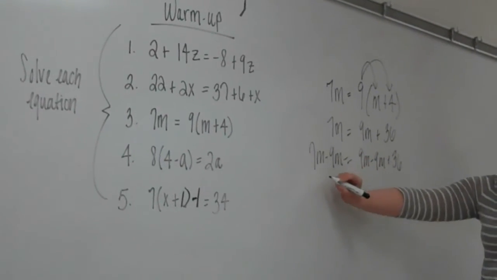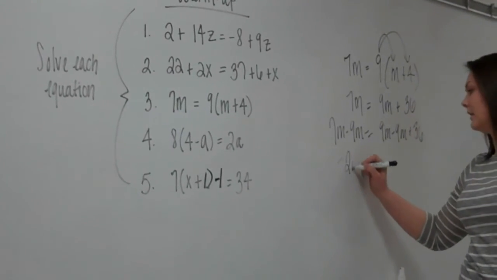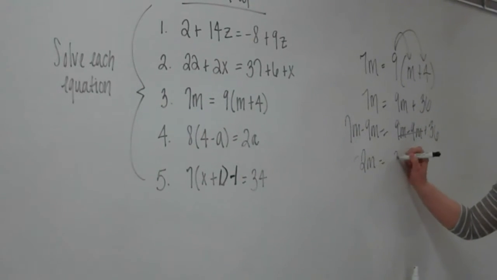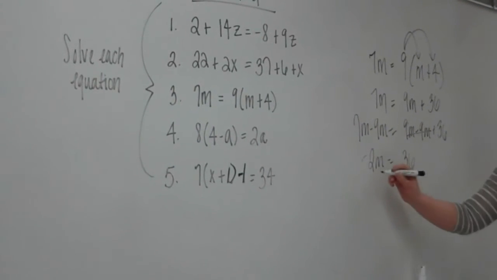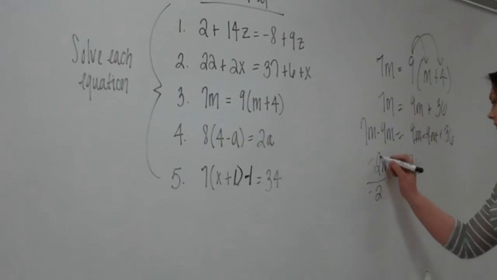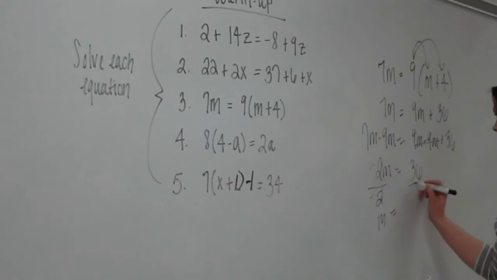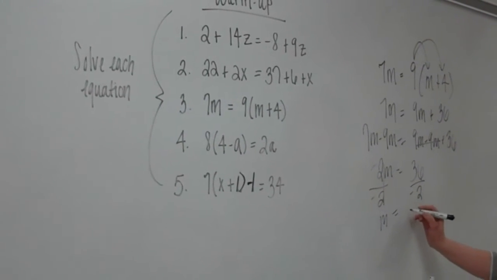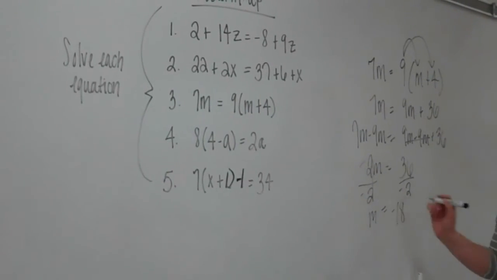Alright, and what does this leave you? Negative 2m and 36. Now what? Divide by negative 2. And that gives you? Negative 18. Did everyone get negative 2?